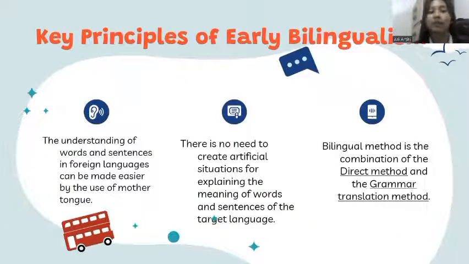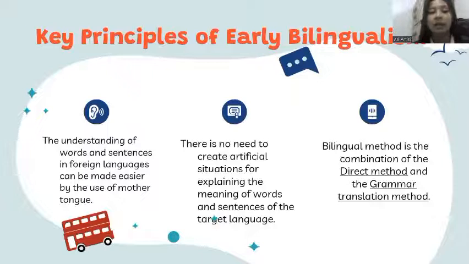Well, the next is about the key principles of early bilingualism. So there are 3 key principles of early bilingualism. The first one is the understanding of words and sentences in foreign languages can be made easier by the use of mother tongue. So this means that early age children need to understand words and sentences in the foreign language, and it will be easier for them if they use their mother tongue.